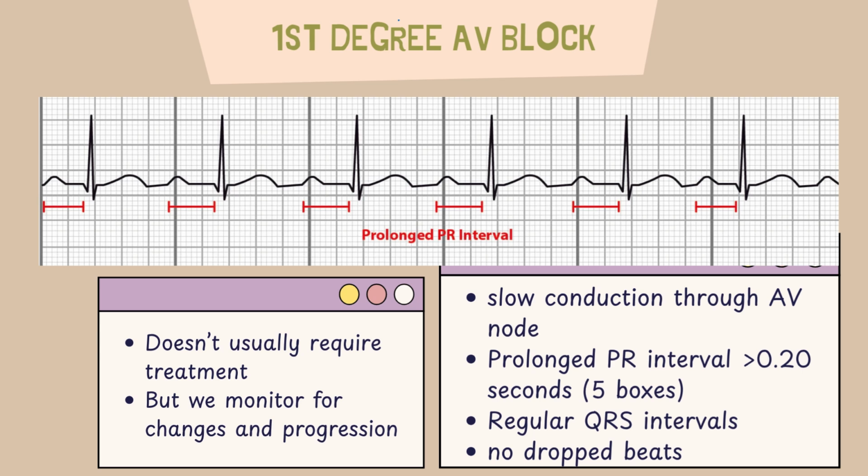With first degree AV block, we don't usually treat this. It's often found incidentally, and the patient is usually fine. But it may be our first hint that the conduction system might be a little sluggish, so we've got to pay attention to these patients anyway.